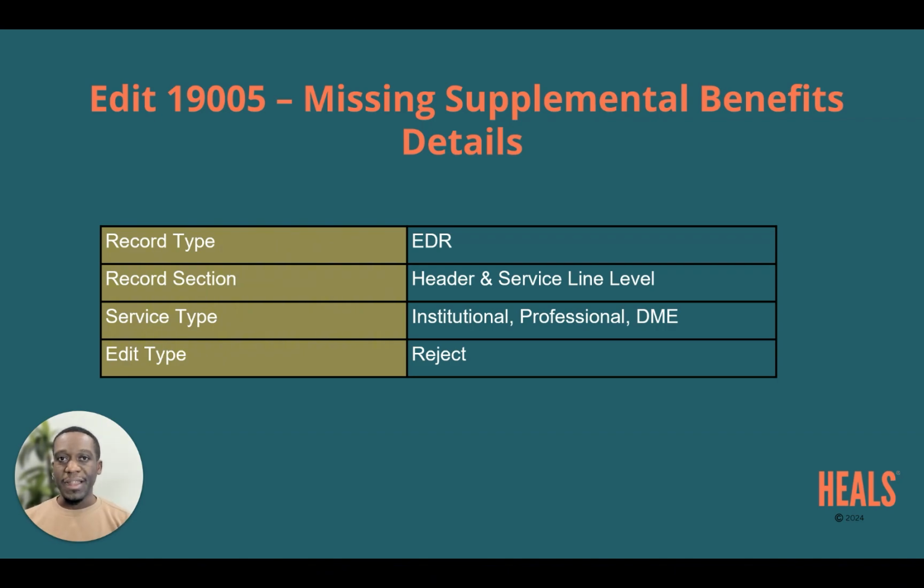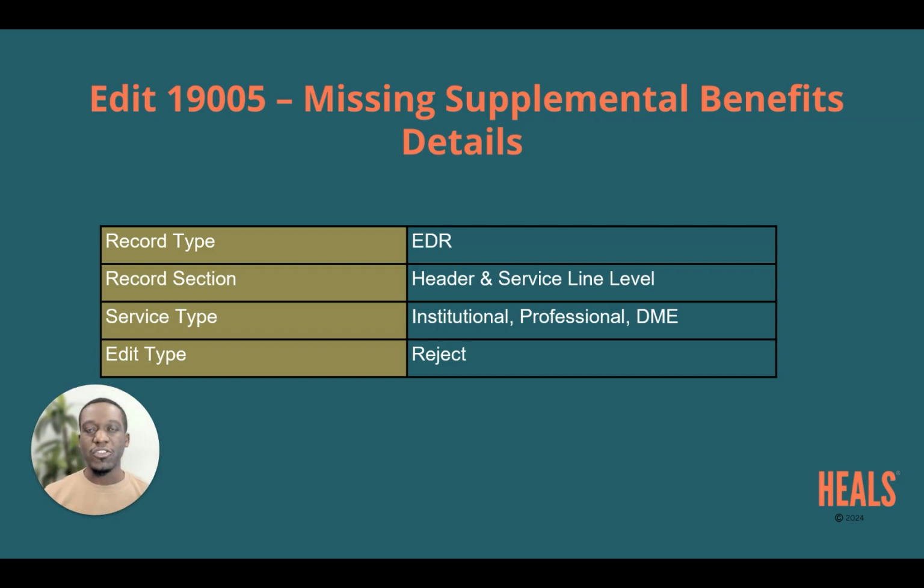This edit applies to the header and also to the service line of the encounter data record. So as you have your 837, you will have the header and the line, and this edit applies to both of them. This edit also applies to institutional, professional, and DME, so it applies to the 837I and also the 837P that are used to submit institutional and professional and DME respectively. Also, this edit is a reject edit, meaning that when it's rejected, you have to make the corrections and resubmit it. If you are new to edits, you may check out the video that I leave a link to in the notes, where you can learn more about the edits.